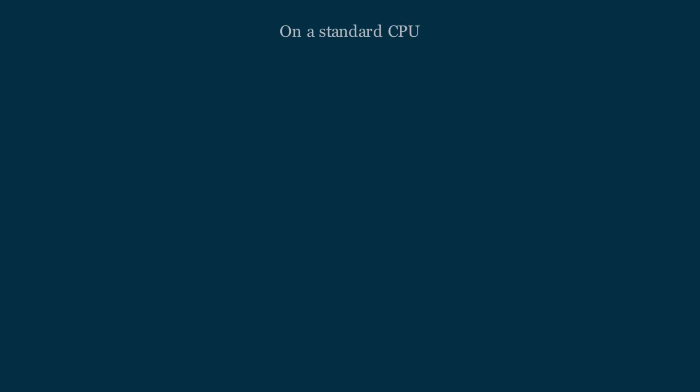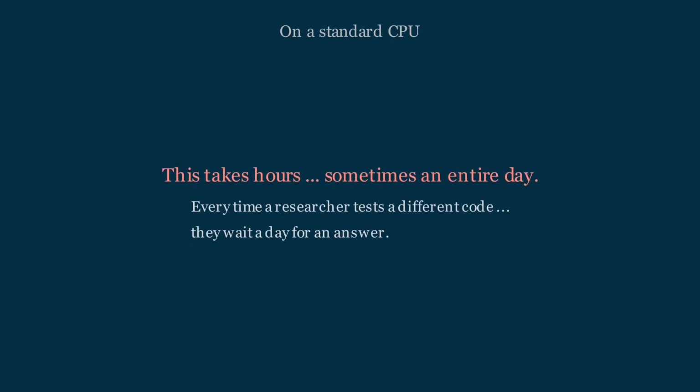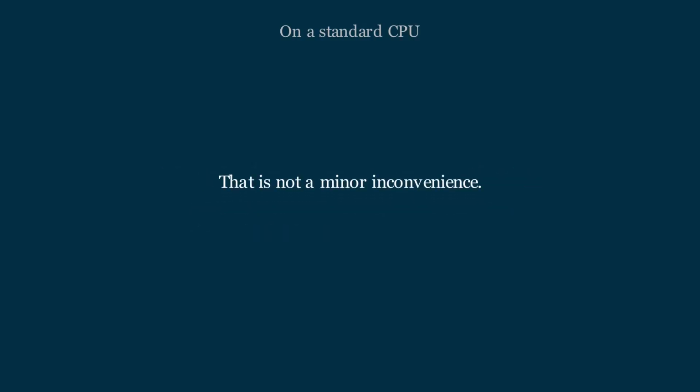On a standard CPU, using the best open source decoder available today, this takes hours, sometimes an entire day. That means every time a researcher wants to test a slightly different code, they wait a day for an answer. That is not a minor inconvenience. That is a fundamental bottleneck on how fast the field can move.